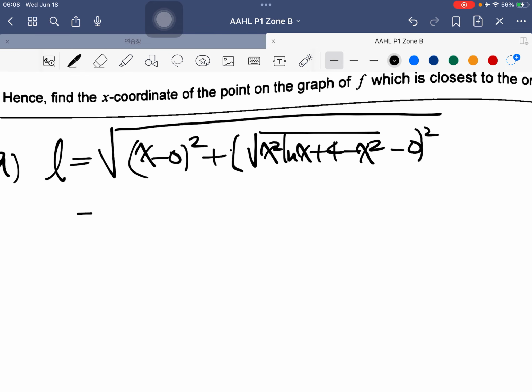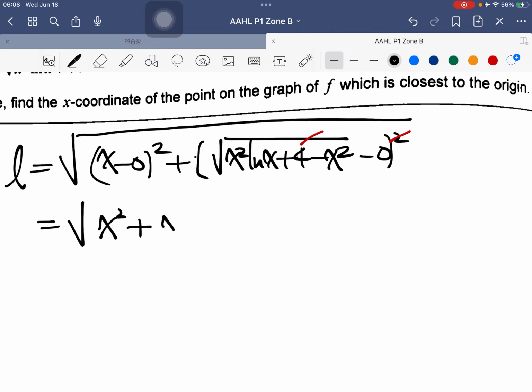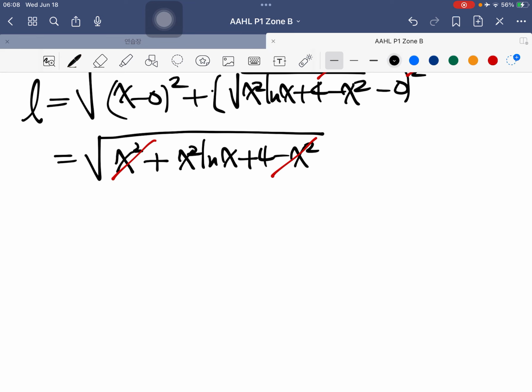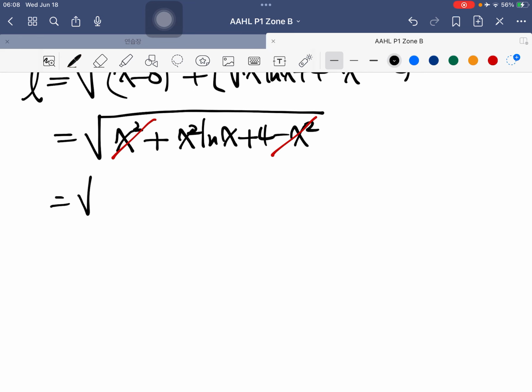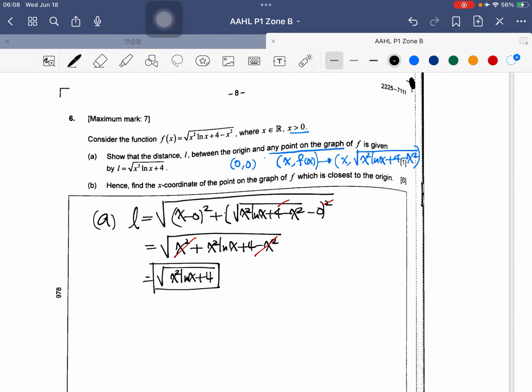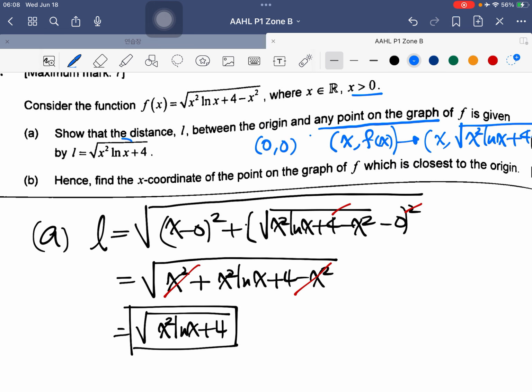So just by simplifying this, we get the square root of, the first one is x squared, and the second one, this is cancelled out, right? So we get x squared of ln of x plus 4 minus x squared, everything inside the root. And this cancels out, and we get the square root of x squared ln of x plus 4. This is the distance L from the origin to any point of the graph, which is exactly the same as what they want.